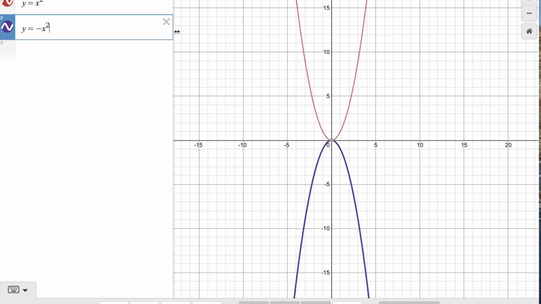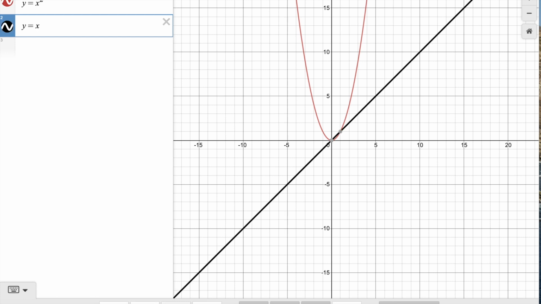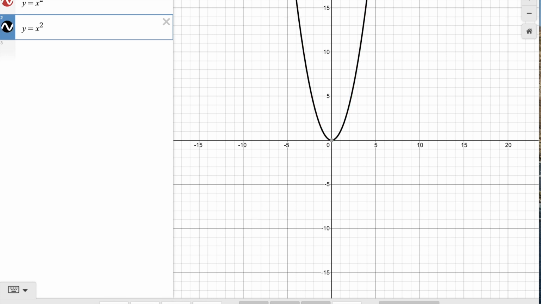All right, let's dump this one, and let's see if I could take this parabola, and what happens when I do y equals x squared. Okay, that's the same, but we're going to go minus 5. What happened? It shifted it down 5. Okay, that's pretty cool.